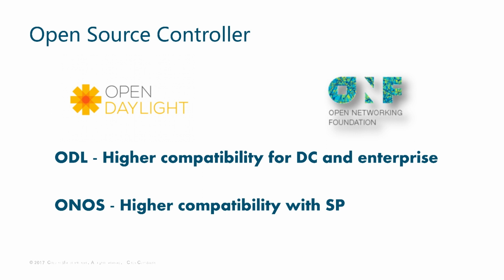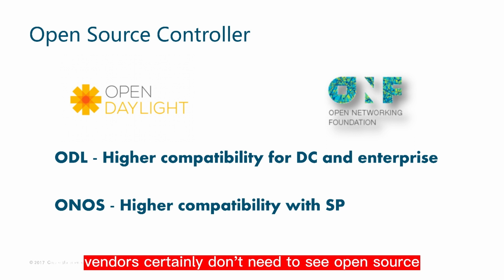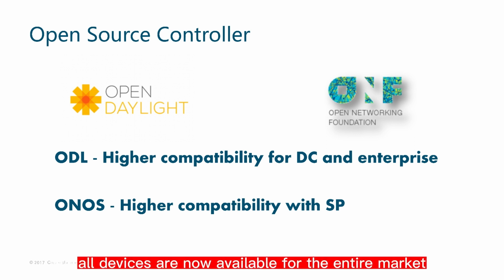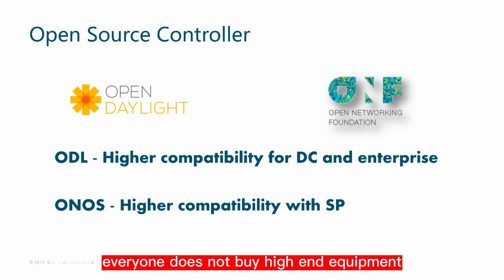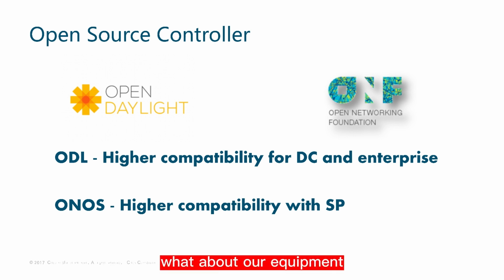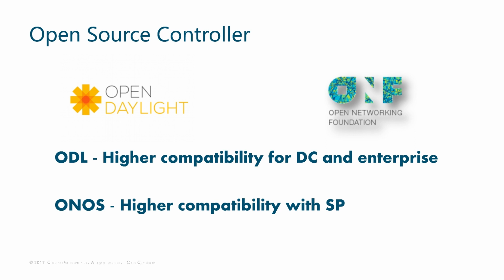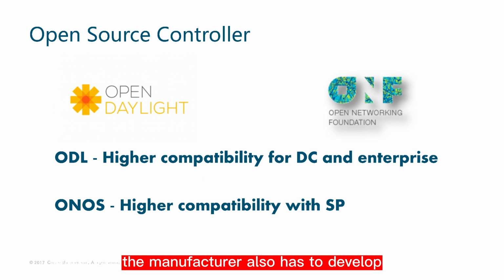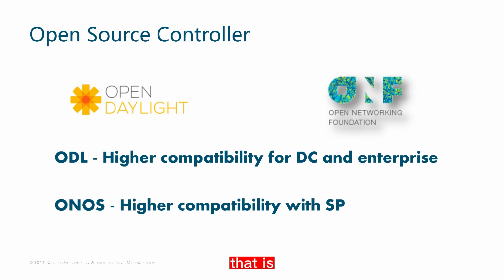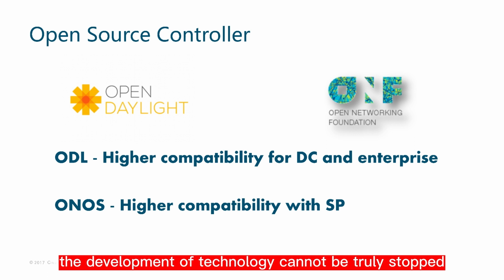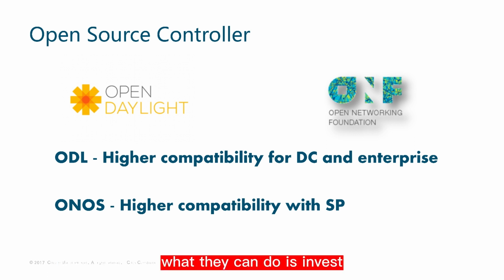But I also said, vendors certainly don't want to see open source. All devices are now available for the entire market. Everyone does not buy high-end equipment. What about our equipment? But now organizations are starting to develop such technology. The manufacturers also have to develop. If the new generation of technology in the future is getting stronger and stronger, then as the world's two largest manufacturers, they must want to stand on the wind. That is, the development of technology cannot be truly stopped. What they can do is invest.